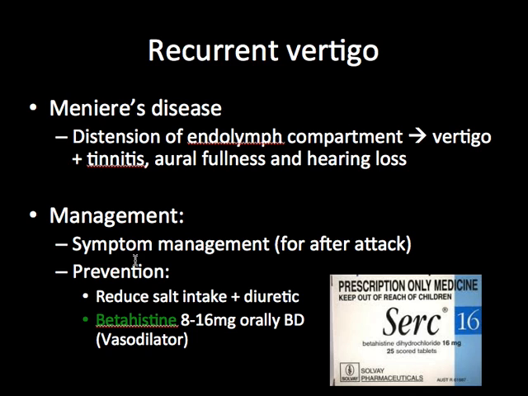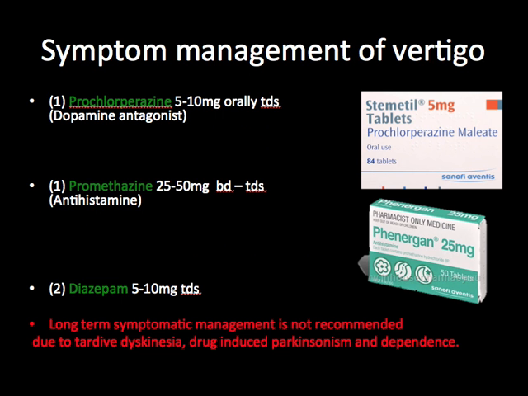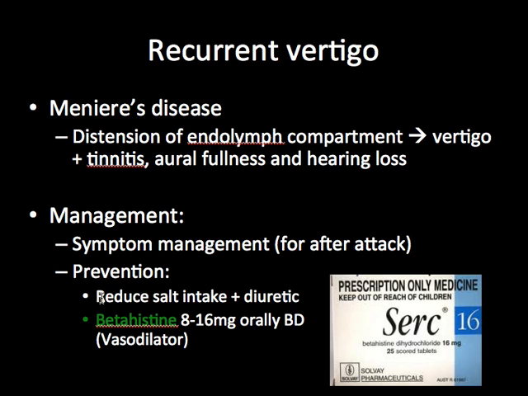The management for Meniere's disease, in a nutshell, is symptomatic management each time you use it after the attack, so that's these guys over here. And then in addition, you can have a reduced salt intake plus a diuretic, such as hydrochlorothiazide, to reduce the fluid buildup in the area. And you can use a vasodilator called betahistine, or the brand name Serc, which is commonly used as a preventative medication to treat Meniere's disease.